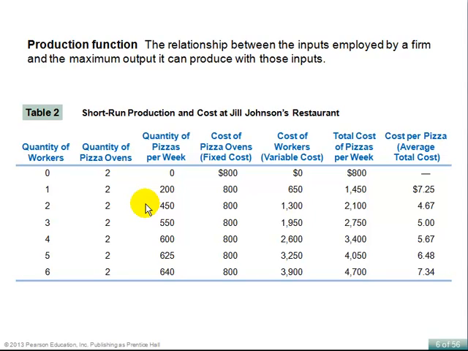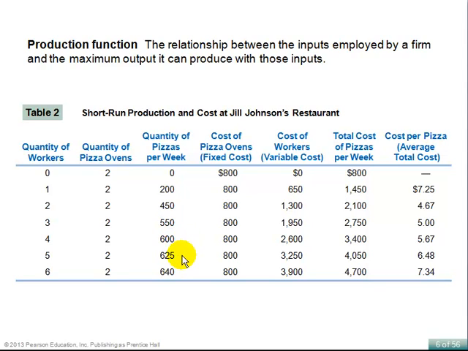In the short run, Jill does not have time to build a larger restaurant, install additional pizza ovens, or redesign the layout of her restaurant, so in the short run, she can increase or decrease the quantity of pizza she produces only by increasing or decreasing the quantity of workers she employs. The first 3 columns of this table show the relationship between the quantity of workers and ovens Jill uses per week and the quantity of pizza she can produce.